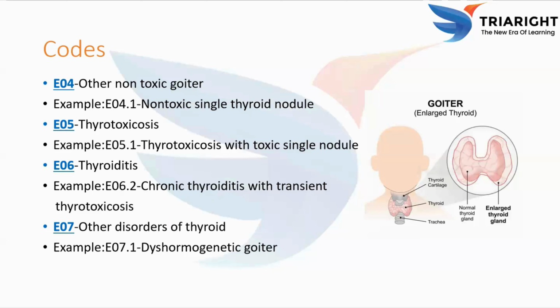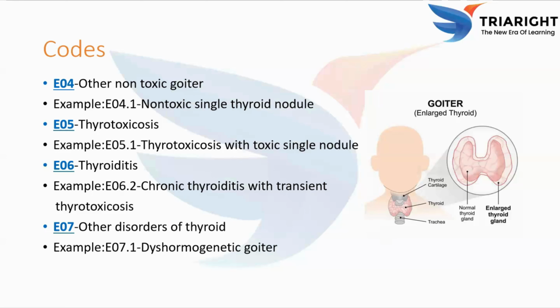E06 means a swollen or inflamed thyroid. It may be painful or cause temporary hormone changes. So whenever a patient is diagnosed or the record specifies thyroiditis disease, the E06 code and E06 subcodes should be assigned. Okay. And coming to the next code, E07.